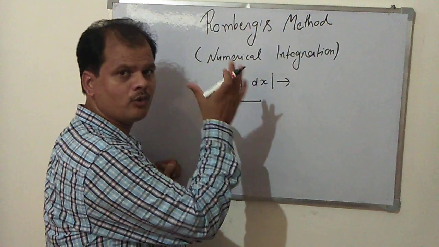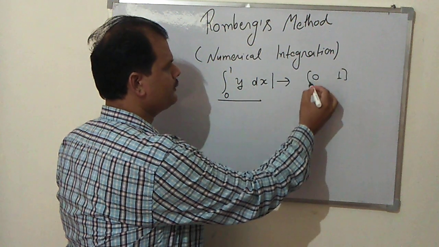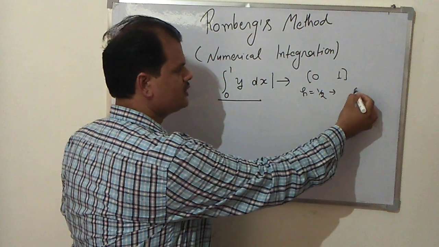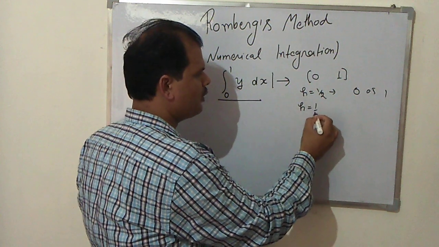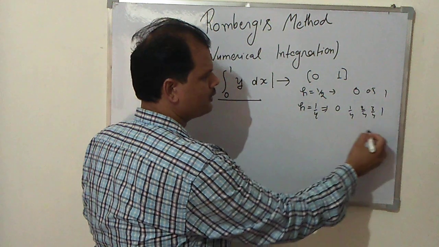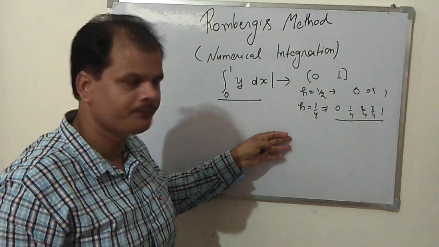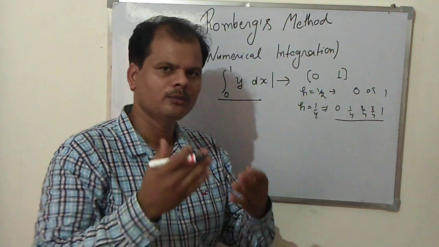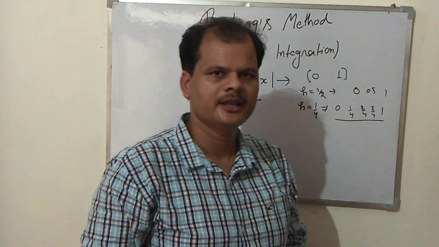So, how to make more data points? We have 0 and 1; this is your interval. Depending upon h, if you take h equal to 1/2, we get 3 data points: 0, 0.5 and 1. If you take h equal to 1/4, we get 0, 1/4, 2/4, 3/4, 1. So we get 5 data points. If you decrease the h value, we can create more data points and get more accurate results. So this Romberg method is based on this h value.